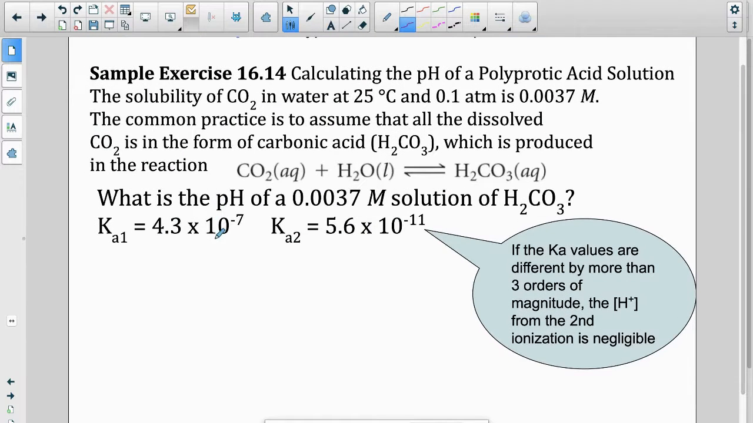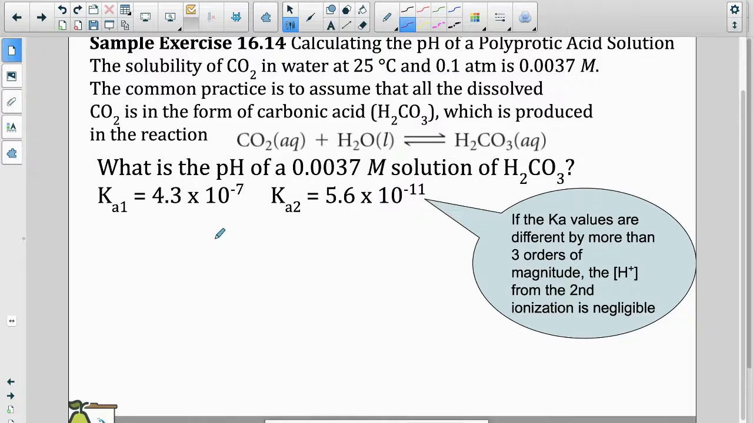All right, so for the pH of a polyprotic acid solution, if we look at the two Kas for carbonic acid, these are the Kas for the first proton being removed and then the second proton being removed. We can see that the difference between those is more than 3 orders of magnitude. So we can neglect that one. We can base our pH on just the first ionization.